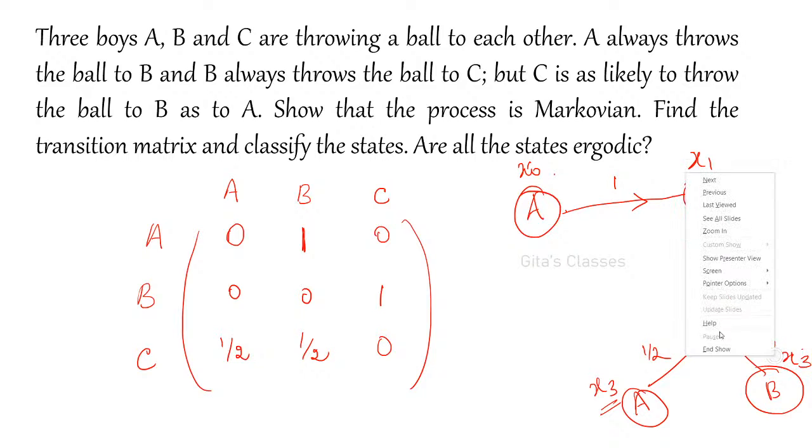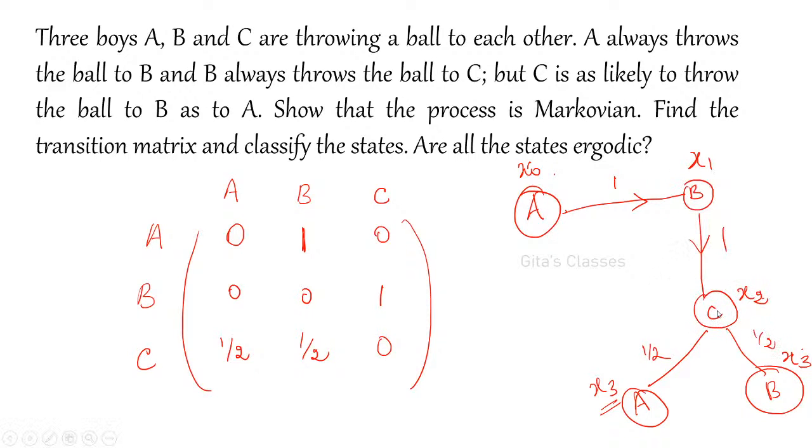Because the ball was with C, and C can throw to B, he has thrown, that's all. And it is not because of the state two states before that, when it was with B. Nothing like that. If it depends only on the preceding state, not on the other states, then you can say that it is Markovian.